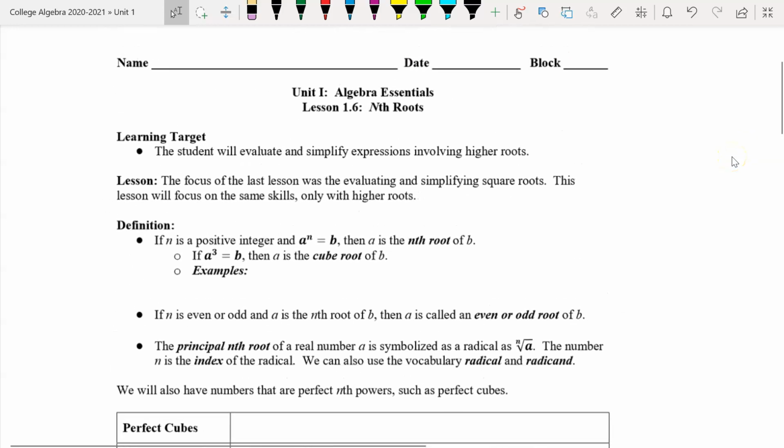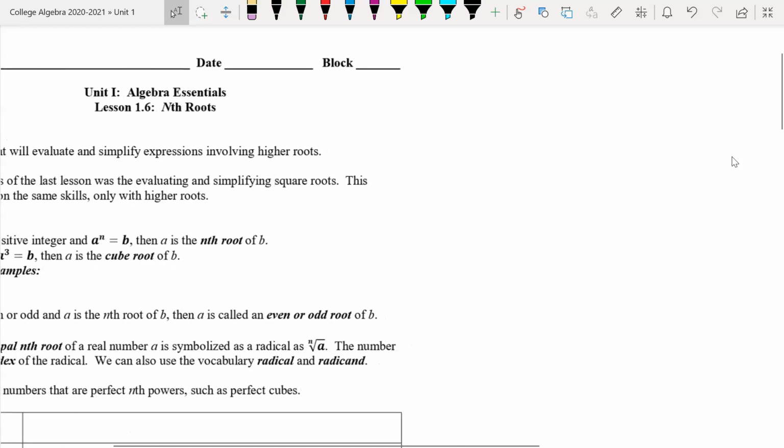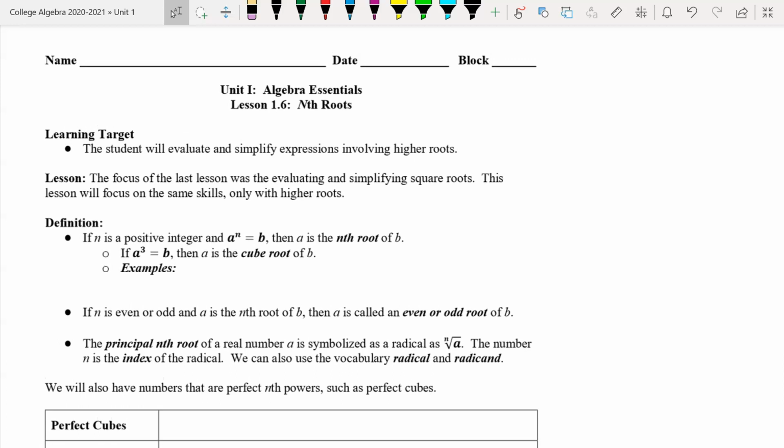So today we're going to build off of what we did last class, and you'll have a Hawks assignment today. Last class was a paper assignment. Today is going to be a Hawks assignment. We're going to talk about nth roots, which means we're getting into bigger roots than square roots. Again, if you have any questions over this, just let me know, and I can review it for you.